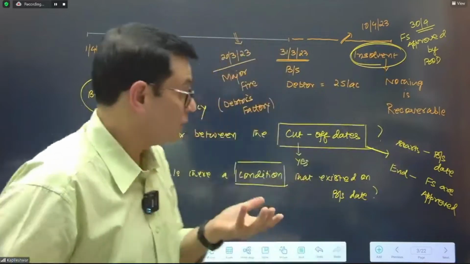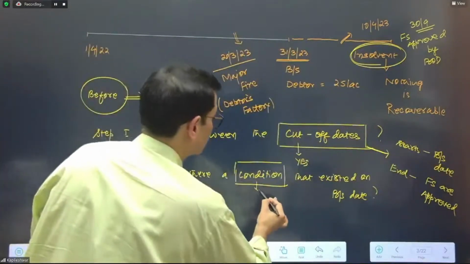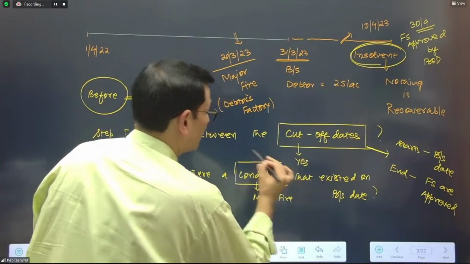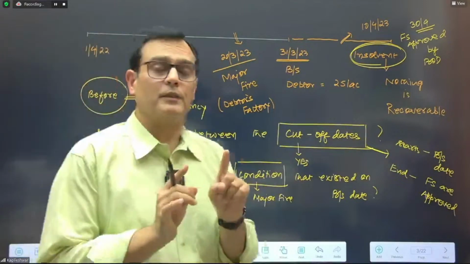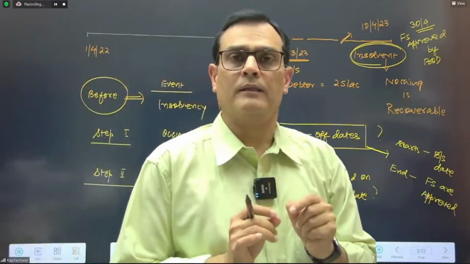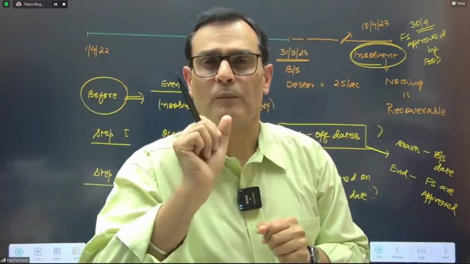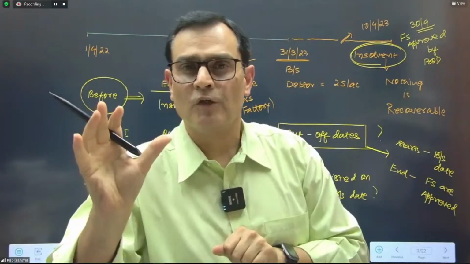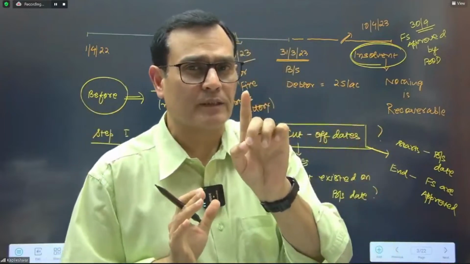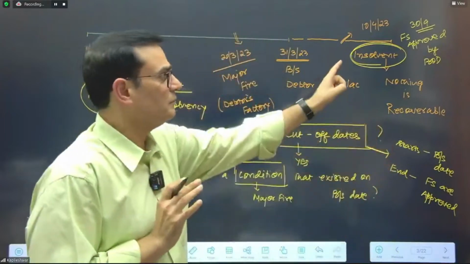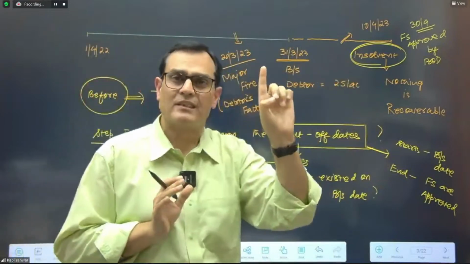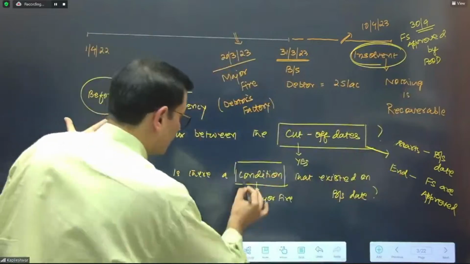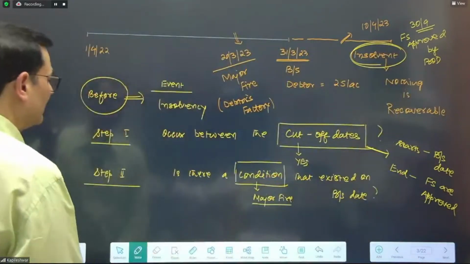If you say yes, the condition was present. So what was the condition in this case? The major fire. You need to simply understand one thing: if this fire had not happened, he would not have become insolvent. He became insolvent because the fire occurred. So you need to understand that the cause, the reason of the event, which is the major fire, existed on the balance sheet date. So I say yes, the condition is definitely present on the balance sheet date.